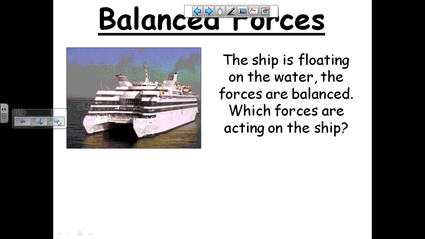Let's look at another example. The ship is floating on the water. The forces are balanced. Which forces are acting on the ship? Take just a few seconds and think about what forces could be acting on this ship that's causing it to stay afloat.